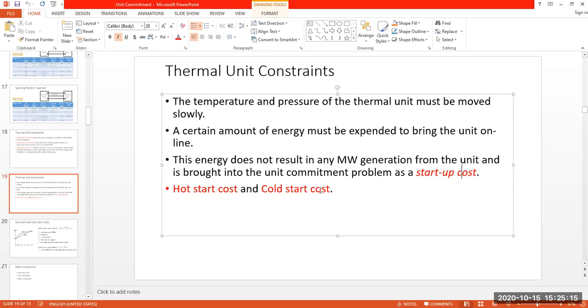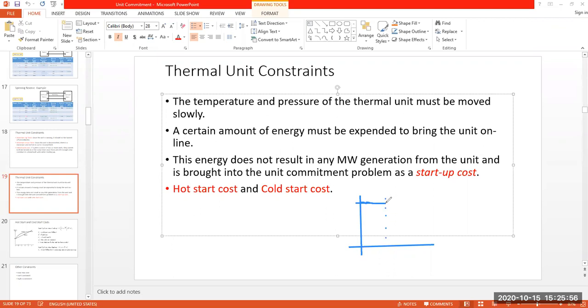The problem here is that when you try to commit it again, you have to start from scratch, right? You have to start from zero. What I mean is this. Let's try to draw a diagram here. Let's say this was your temperature here. The unit was running at a certain temperature. Now your unit commitment solution gives you the information that at this hour you don't need this unit, so you turn it off. Up to this point, the unit was running.